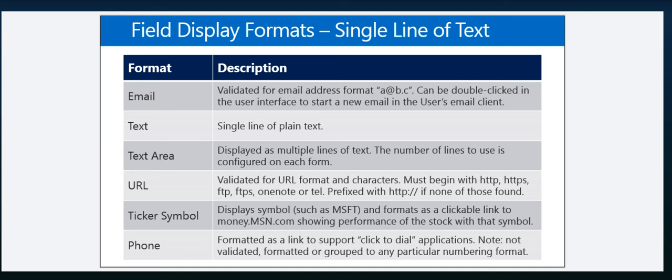So as I mentioned, there's more to the field types than just the different data types. There are also some different display formats that you can work with for the single line of text type. And those are email, text area, URL, ticker symbol, and phone numbers. So basically this single line of text field can be enabled for email. So when you click on it, it'll open up an email. If it's for URL, you can click on it and it'll automatically take you to the website, like a company website, for example. The same with the phone number.